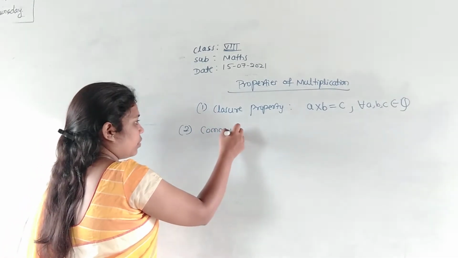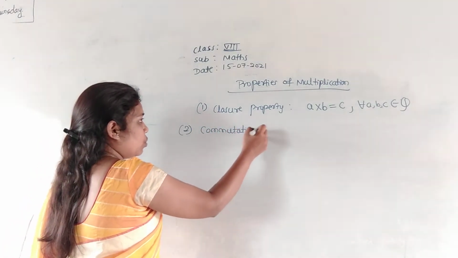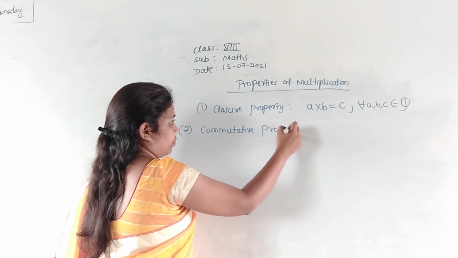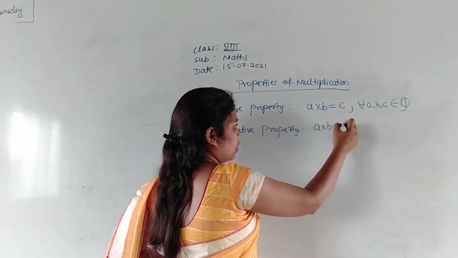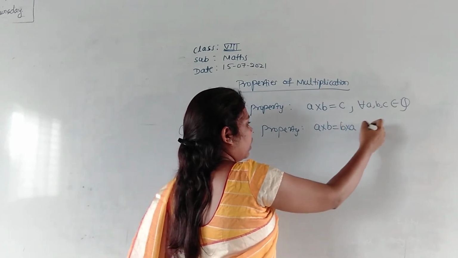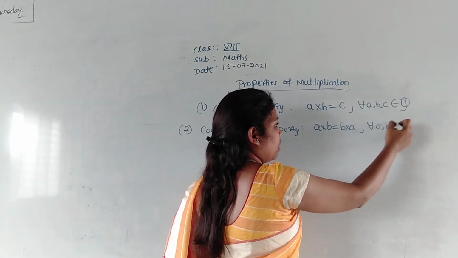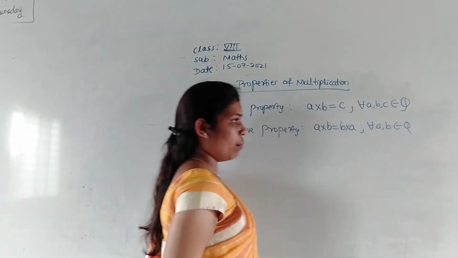And the second property is commutative property, right? Commutative property. In that, we have A into B is equal to B into A, for all A, B belonging to rational numbers.